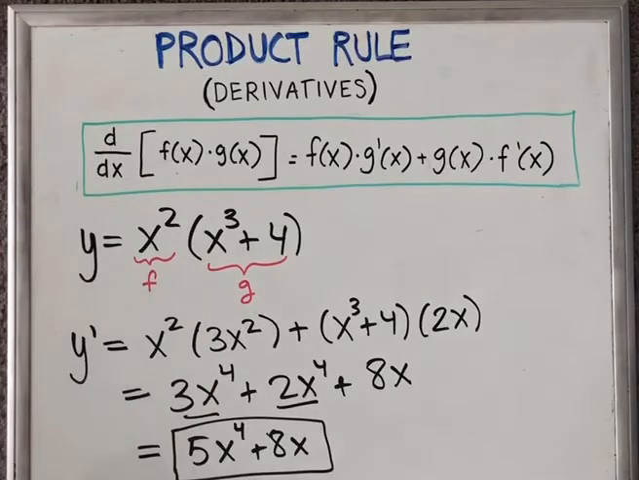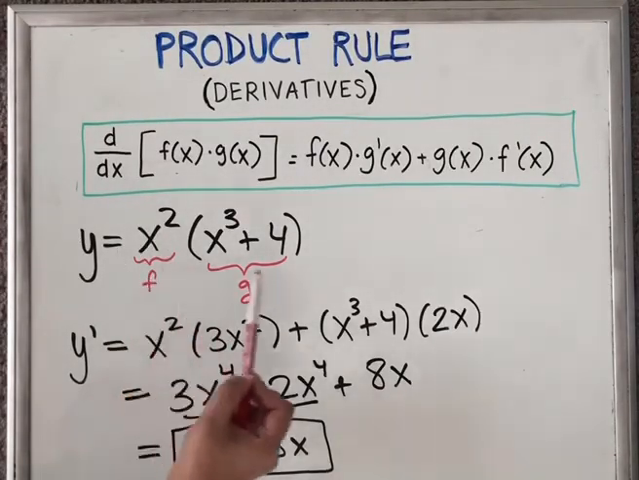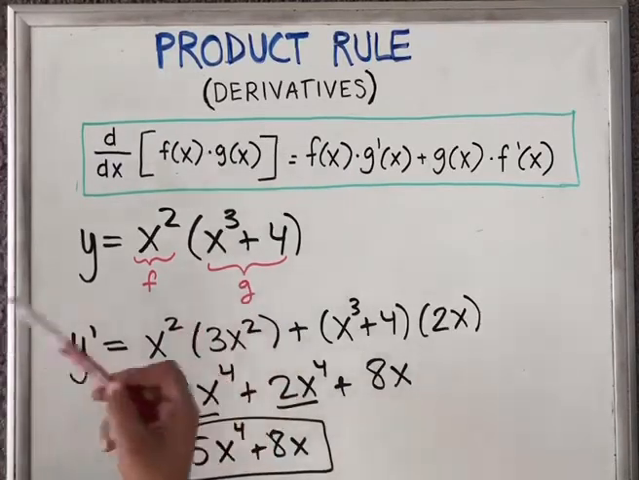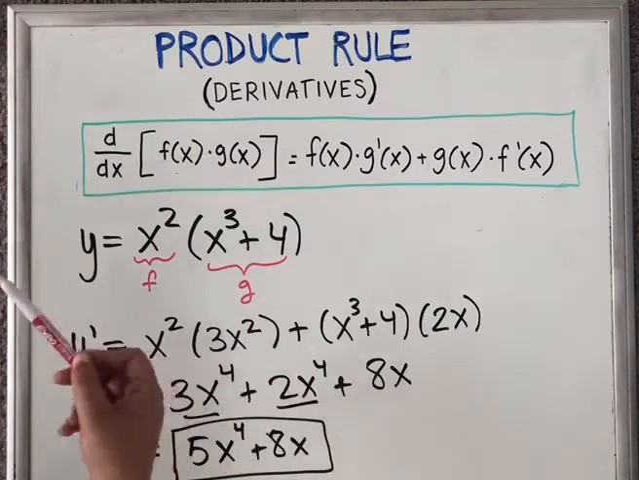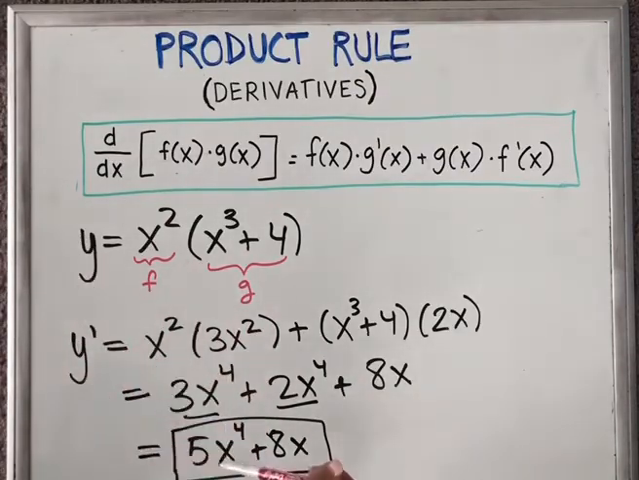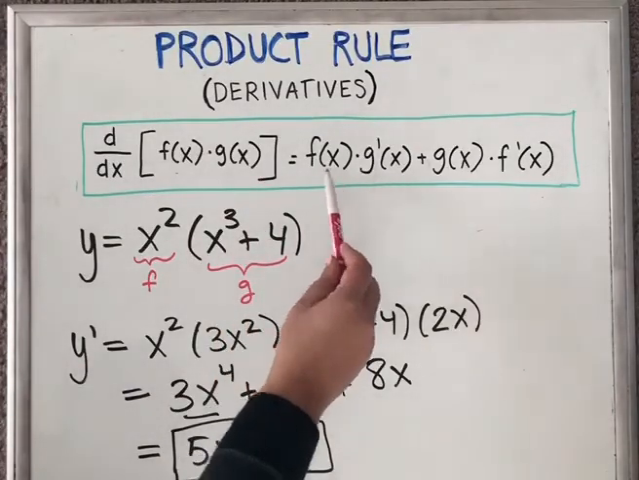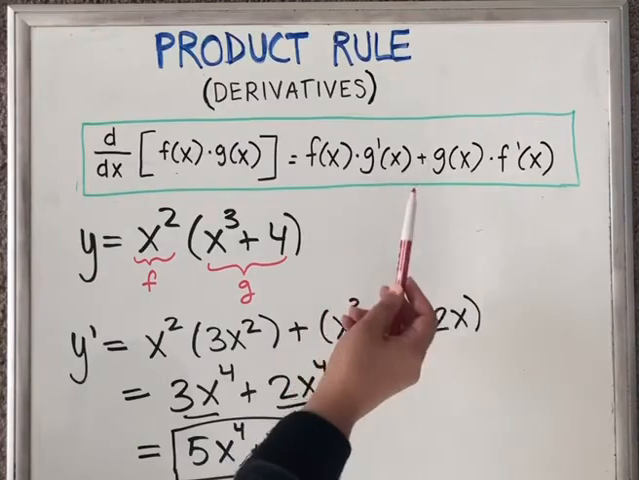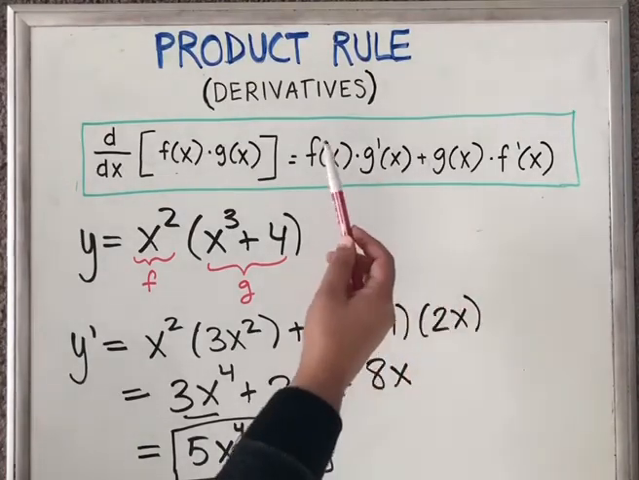And just a quick note here, you guys. Here I just happened to call this function f and this function g, but you could have called this function g and this function f. Totally up to you. You can feel free to give it a try on your own, and you should come up with the same answer. So just remember, you're taking your f function, multiplying it by the derivative of your g function, and then adding it to your g function multiplied by the derivative of the f function.